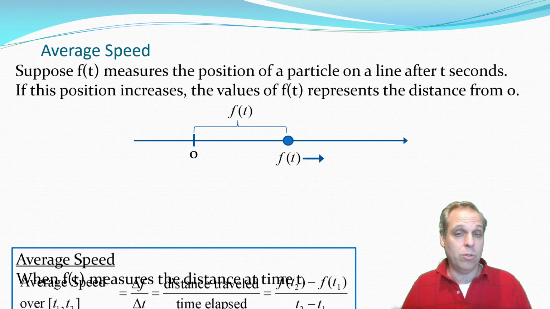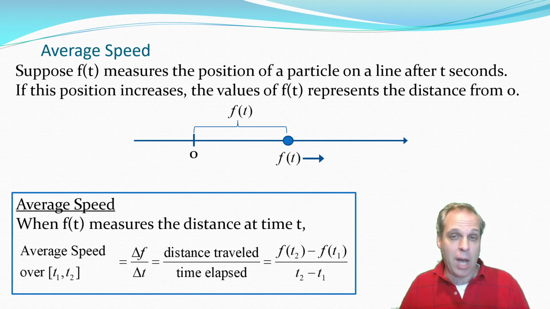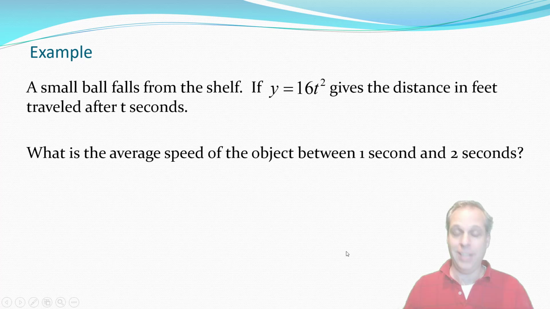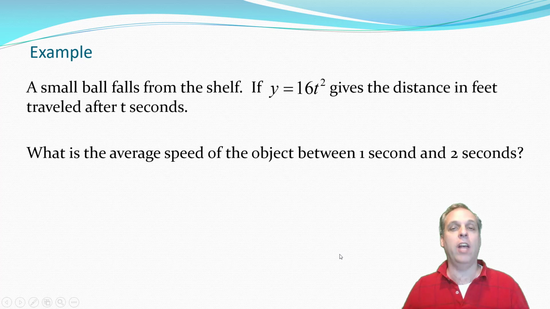So you can then define the average speed of that object over a time period by just finding the overall change in the function value, that'd be distance, and dividing by the overall change in time. So that'd be distance divided by time. You think of that as average speed. Let's do a small example. Let's suppose that a small ball has been thrown off a ledge and its distance traveled, y in feet, is given by a function of time, 16t squared, where t is the amount of time that has elapsed. I'd like to know the average speed of the ball over the time period from 0 seconds to 2 seconds. Well, that's not difficult to do.